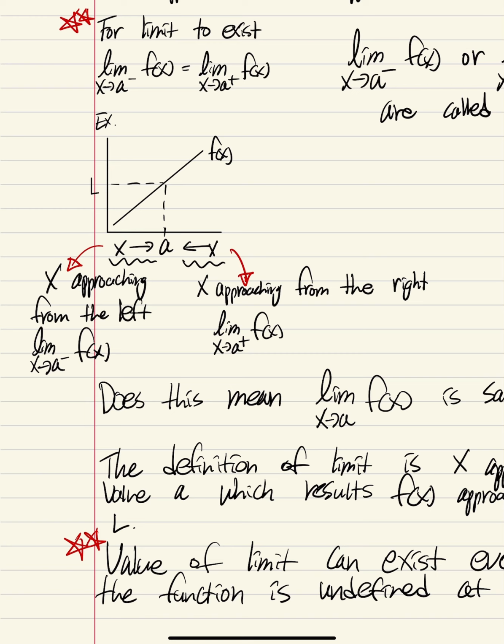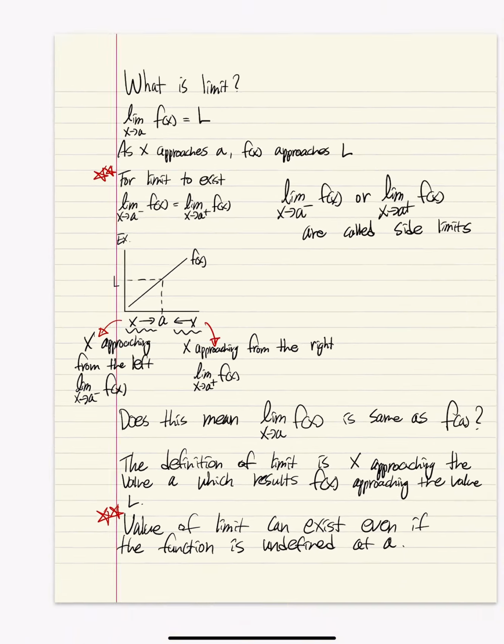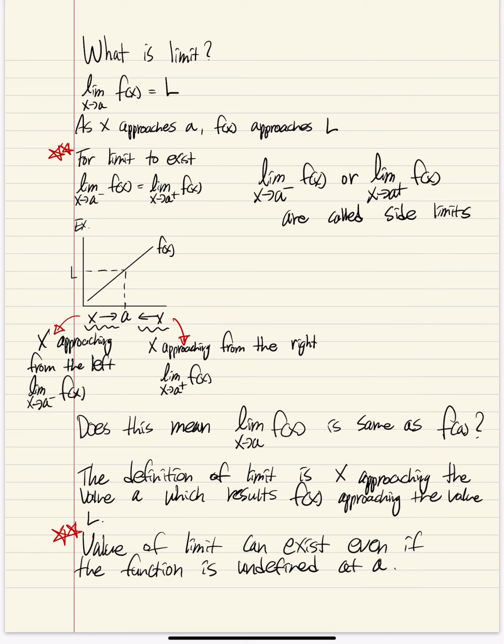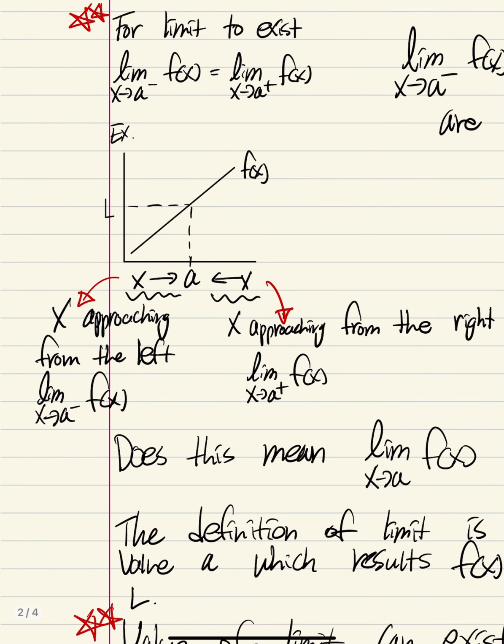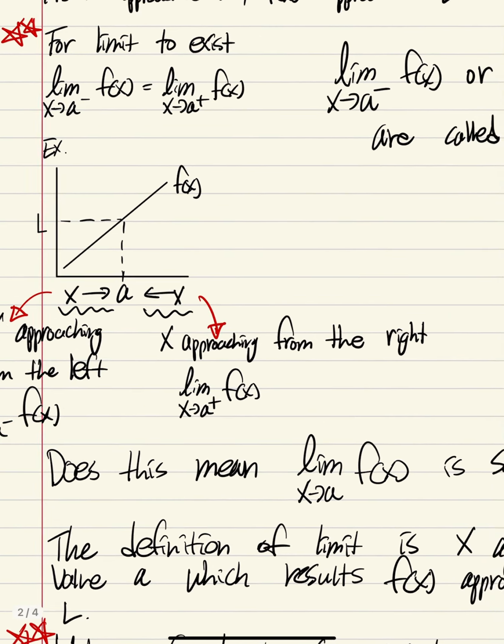To identify the difference between these limits, we use a small sign, a negative or plus sign, to represent what type of limit it is. For the right-hand side limit, we use a small plus sign, and for the left-hand side limit, we use a small negative sign.